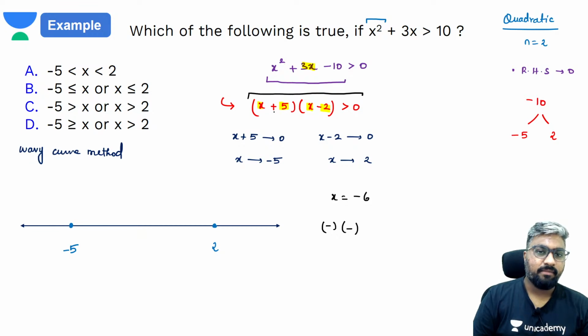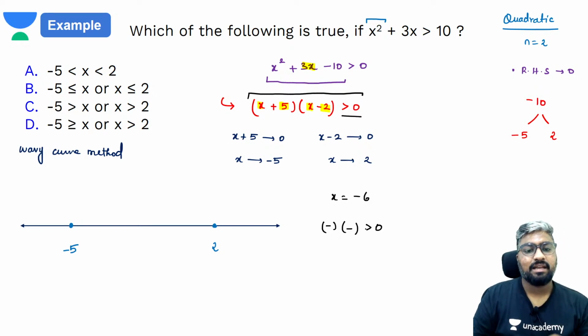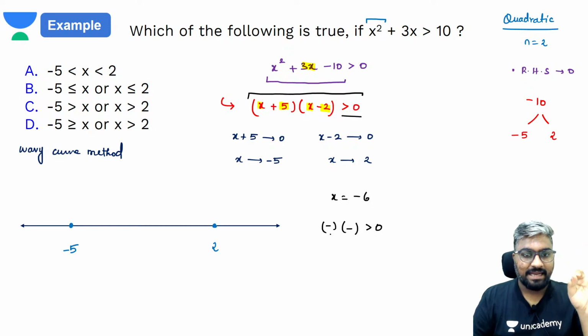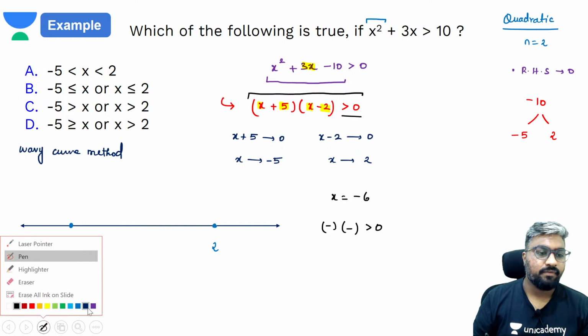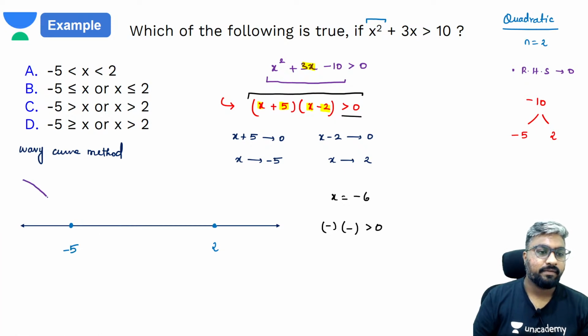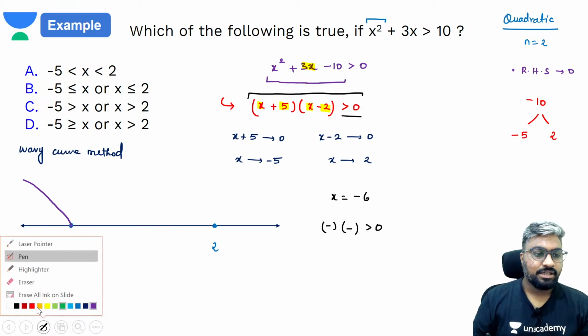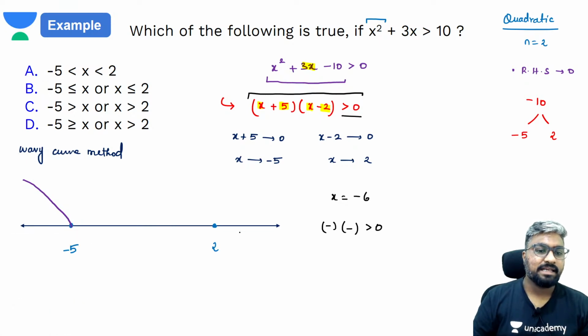-6 + 5 is -1, negative. -6 - 2, negative. If both are negative, and we need it to be positive, negative into negative is positive. That means here our graph will open upward like this. Okay. Next, try out a value between -5 and 2.